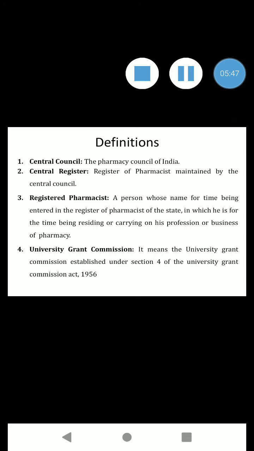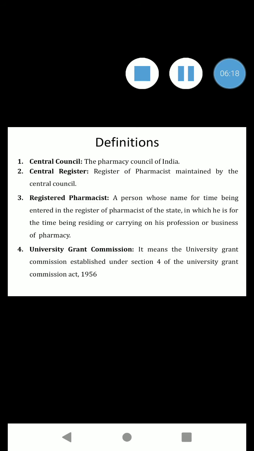The next definition is University Grants Commission. It is the University Grants Commission established under Section 4 of the University Grants Commission Act 1956, and it is also known as the UGC.